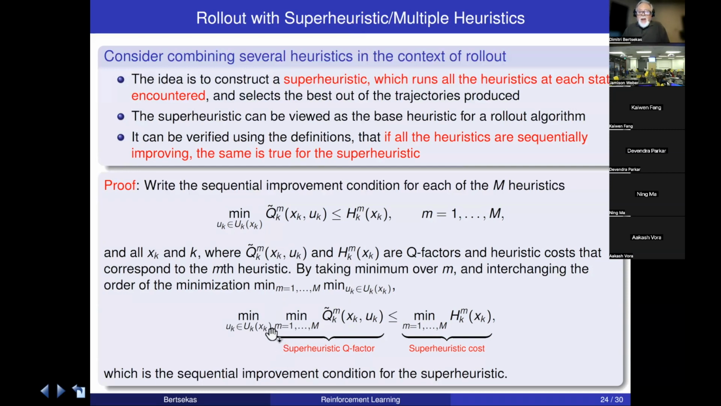And then we observe that the super heuristic Q factor is precisely what you see here. It corresponds to the minimum Q factor over all the heuristics and over all U and X. So from here, the hypothesis, we get to this, and this is precisely the sequential improvement condition for the super heuristic. This is the minimal Q factor, and this is the minimum heuristic cost corresponding to the heuristic. So this is very simple to prove and very, very useful.